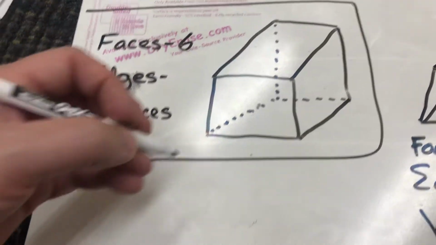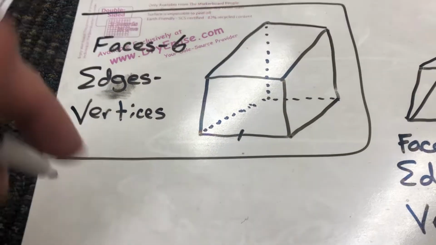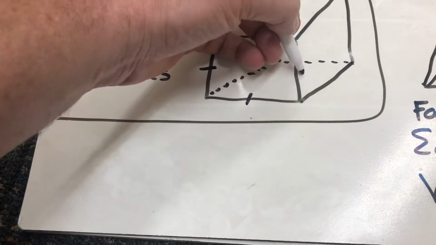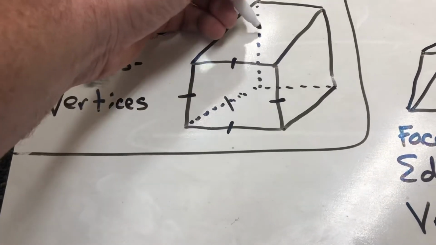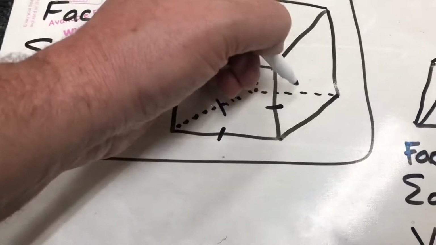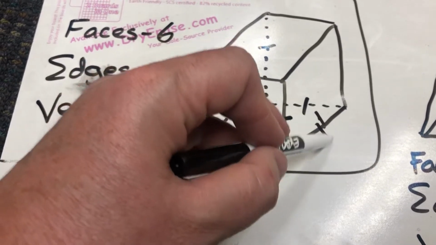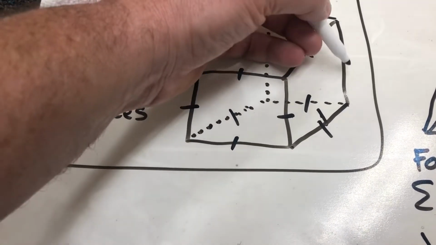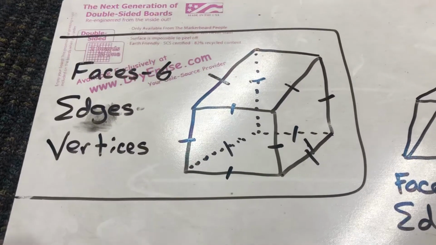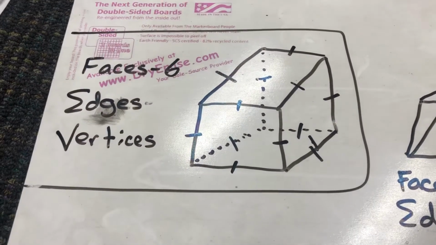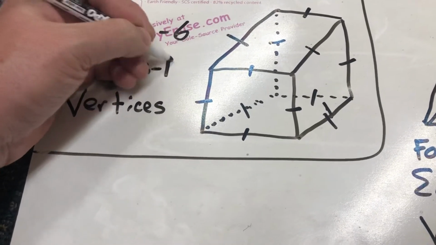Now edges are these lines right here. All right? So if I want to go through and mark my edges, I see, well, I've got 1, 2, 3, 4. I see that I have one there, that's 5. One back here, that's 6. One way back here, that's 7. And then I don't want to forget about this one, that's 8. I have this one here, that's 9. This one here, that's 10. One here, that's 11. And one here, that's 12. So I have 12 edges on this figure.